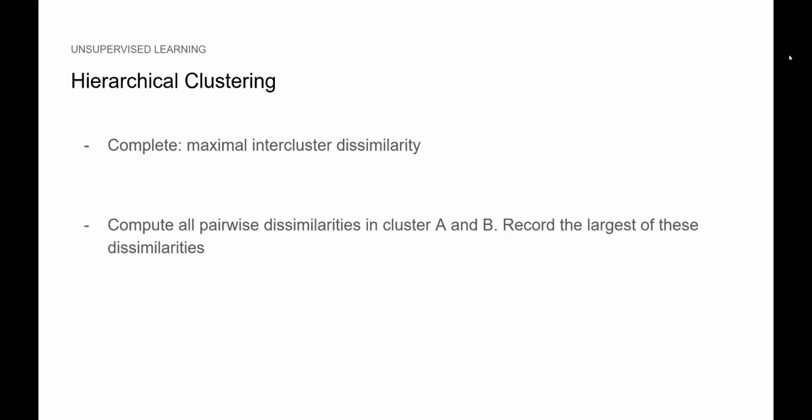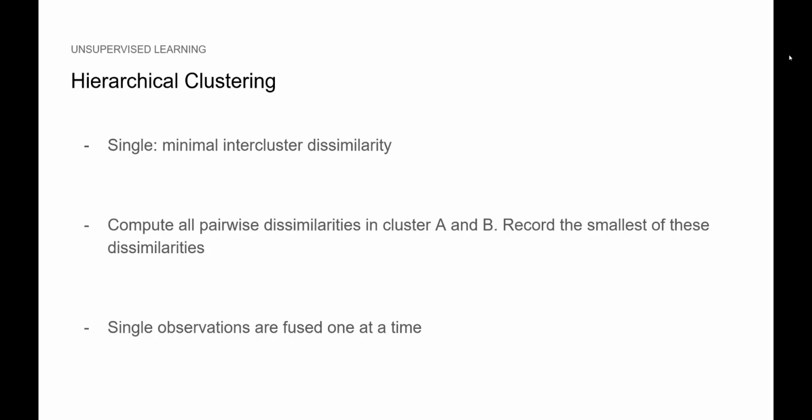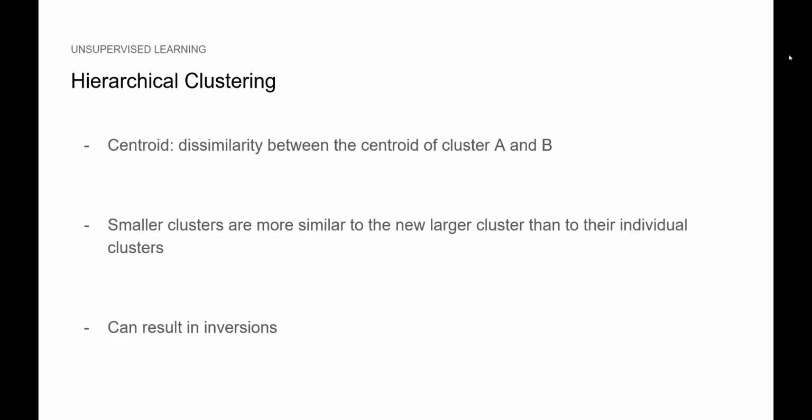It computes all pairwise dissimilarities in cluster A and B and records the largest one. With single, it's the opposite, and we talk about the minimal intercluster dissimilarity. Here, the smallest of the dissimilarities is recorded, and that can mean that single observations are fused one at a time. Then we have average. As the name suggests, the average of the pairwise dissimilarities is recorded. And finally, there is centroid, which computes the dissimilarity between the centroids of cluster A and B.